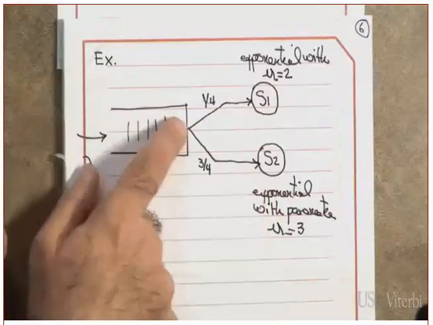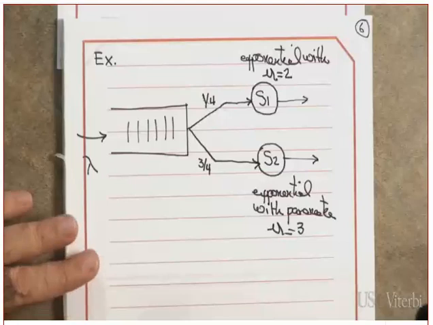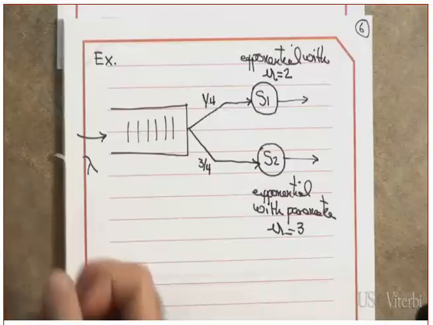Clear? Let's see if you remember from 503. Did you take something like this in 503? Yes? We call it the hyperexponential. This is again exponential. Clear? Okay.